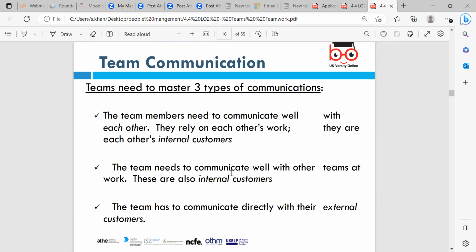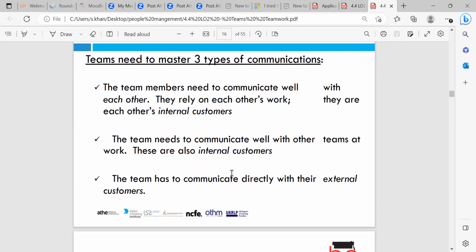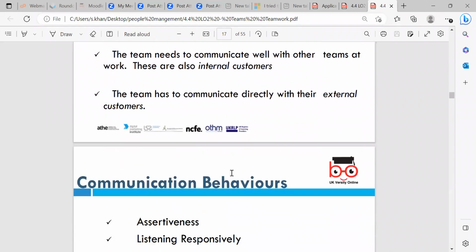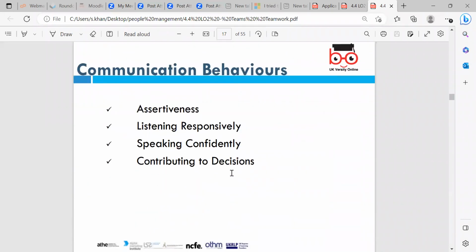The next one is the team needs to communicate well with other teams at work. These are also internal customers. So not just your own team, but also other teams at work you need to be able to communicate well with. And the team has to communicate directly with external customers. So how you deal with customers outside, communication is really important, the use of language, your persona, how you talk. It's very important to the external customer outside. Communication behaviors.